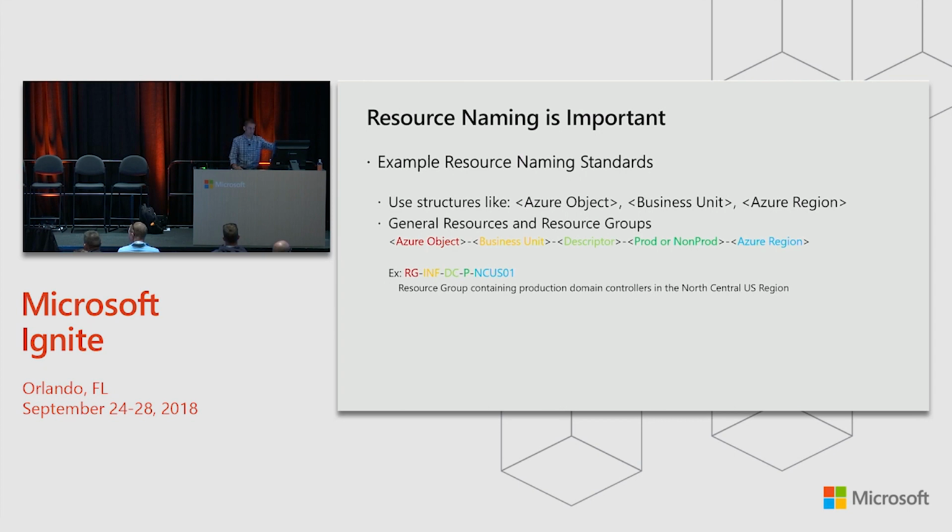So I'd take a picture of this one or jot it down. Object name, business unit, descriptor, prod, non-prod, QA can be part of that. Azure region, functions. I have an example down there at the bottom that I think you'd find very useful. So naming standards are a good step.